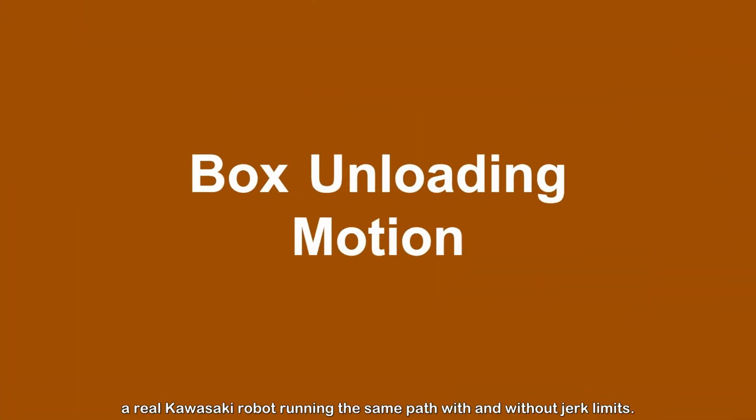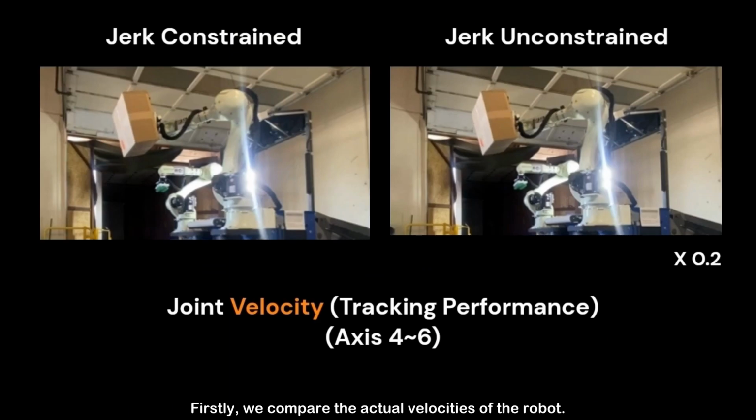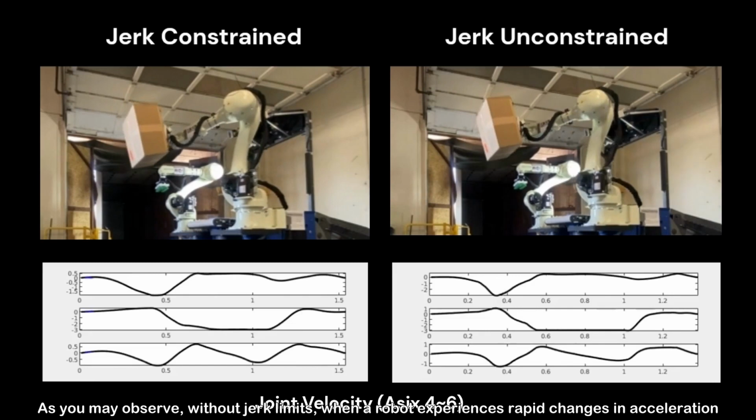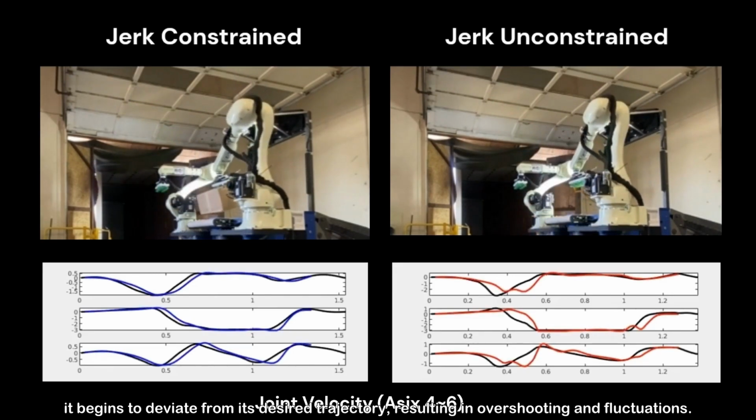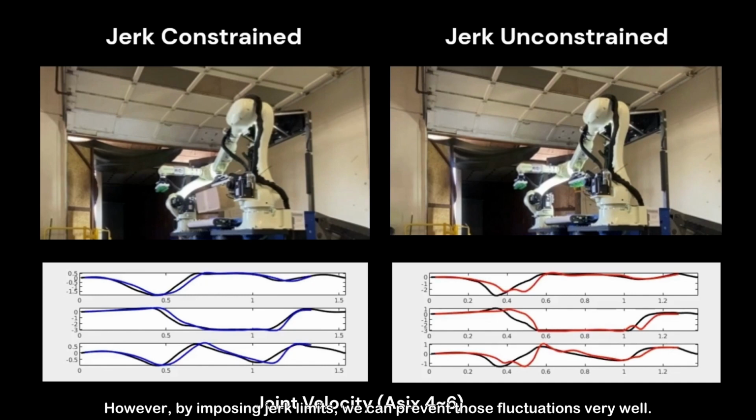To validate the tangible benefits of constraining jerk, we compared tracking performance on a real Kawasaki robot running the same path with and without jerk limits. Firstly, we compare the actual velocities of the robot. As you may observe, without jerk limits, when a robot experiences rapid changes in acceleration, it begins to deviate from its desired trajectory, resulting in overshooting and fluctuations. However, by imposing jerk limits, we can prevent those fluctuations very well.